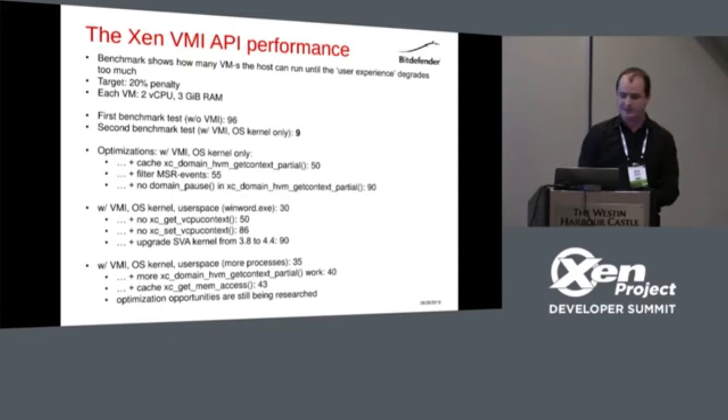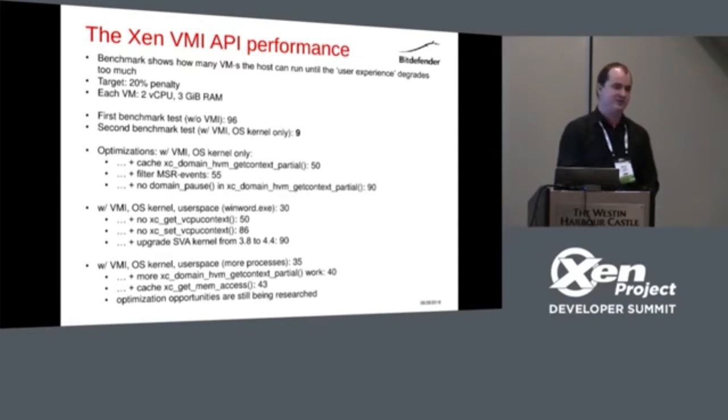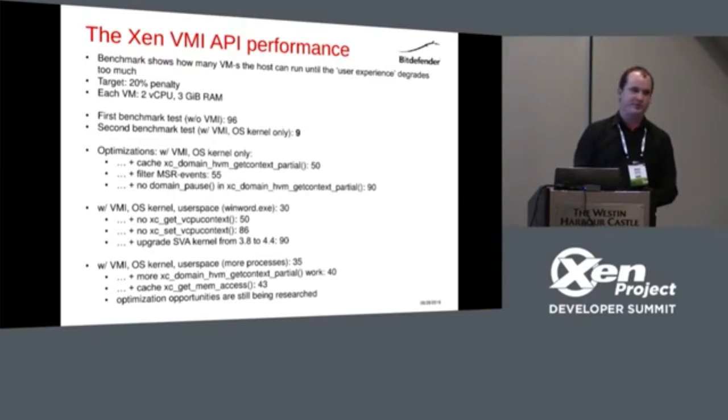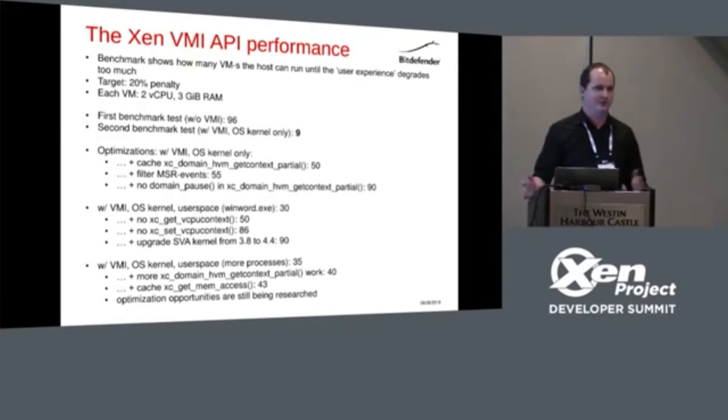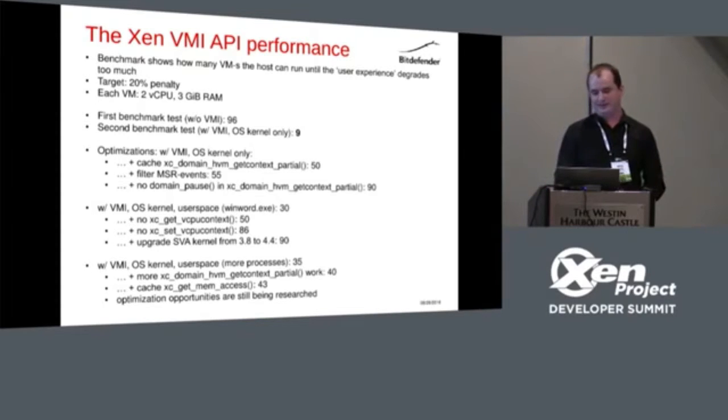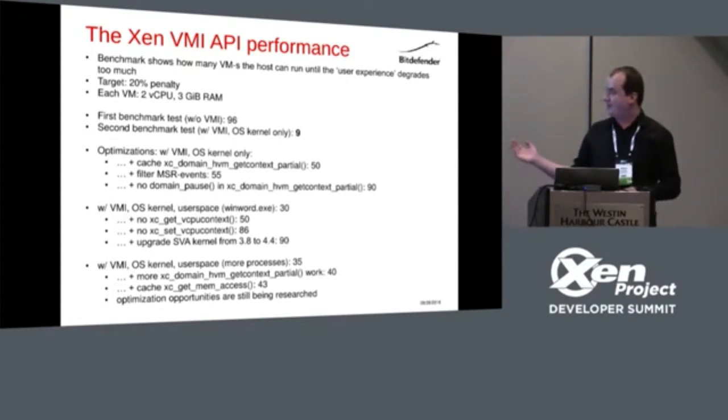And the cherry on the cake was actually HVM get context partial. Even though it was retrieving data for a vCPU that was paused, and you should have been able to do that without any locking or IPI, it was pausing the entire domain before getting the data. That wasn't cool. So we did a little adjustment there, asked Andy's opinion. It was broken the first time. The third, fourth time was pretty good. So that got us to 90 and well within the 20% performance penalty.